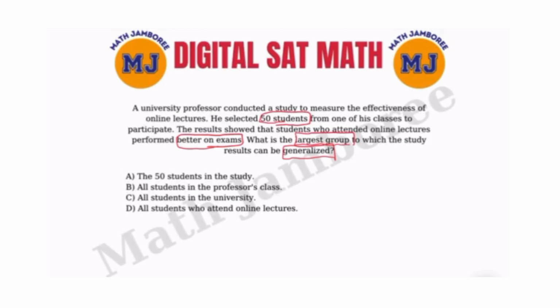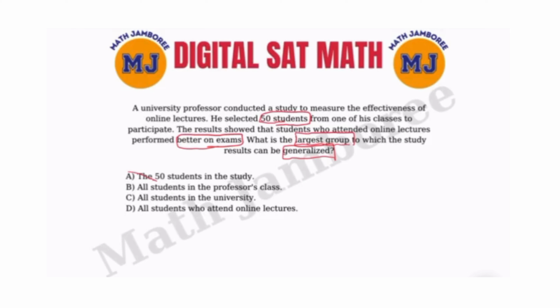A says the 50 students in the study. As I said, we know that the 50 students were better on the exams when they attended online lectures, right? But the question is the largest group. So it should be more than 50. It should be broad, right? So we can eliminate A in this context.